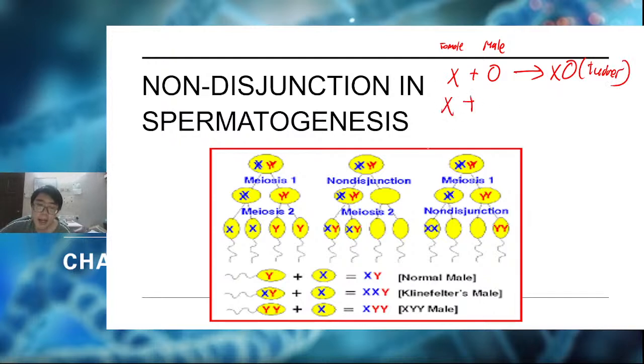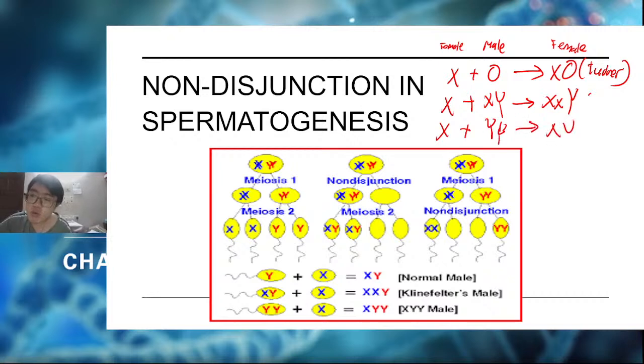Then X plus XY, it will get XXY. This XO is female, a baby girl. XXY, if you look at the Y, it is definitely male. So this is Klinefelter syndrome. Or X plus YY, so this one will get XYY. So this is also male, but it contains abnormal chromosomes. So this is the abnormality of non-disjunction occurring in spermatogenesis.